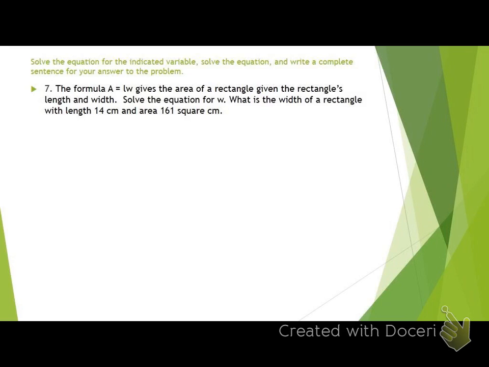Next one here. A little bit different problem even still. So the formula A equals LW gives the area of a rectangle given the rectangle's length and width. Solve the problem for W. What is the width of a rectangle with length 14 and area 161 square centimeters? So this isn't so much a story problem as it is some of our literal equation stuff that we did last time, right? So area equals length times width. If it helps to draw a picture, you can do that here. That's one thing that we haven't done too much of, and it's drawing a picture. Could maybe have done it for the last two, but anyway.